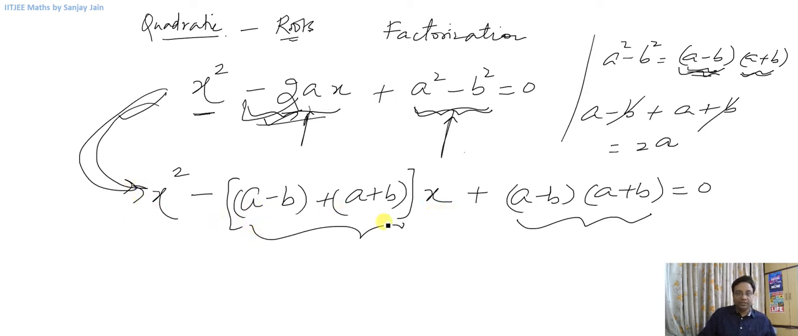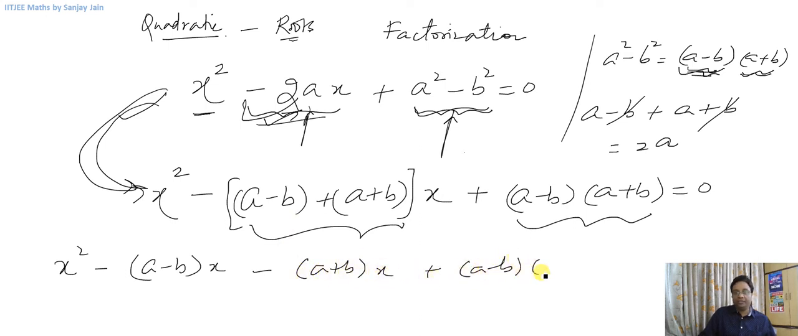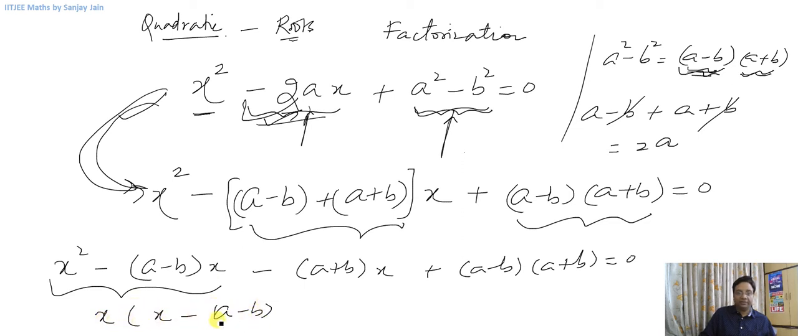Okay, now what you can do is you can write it like this: x square minus (a minus b) into x, right, minus (a plus b) into x plus (a minus b) into (a plus b) equals 0. Now first two terms you take x common, so you'll be left with x minus (a minus b), right? And from here, if you take minus (a plus b) as common, you will be left with x minus (a minus b), and put it equal to 0.